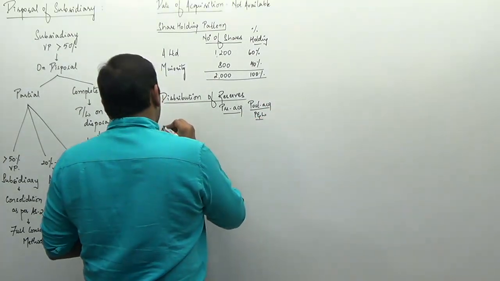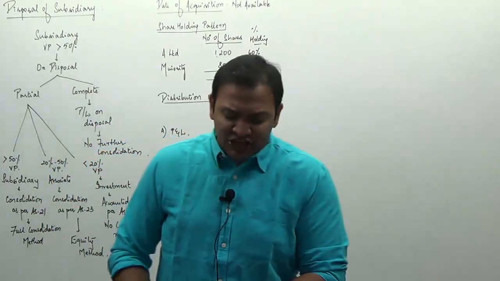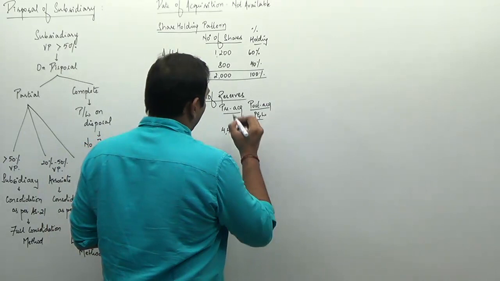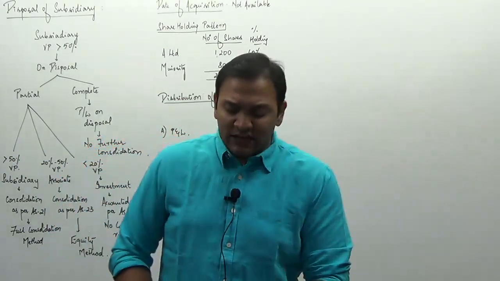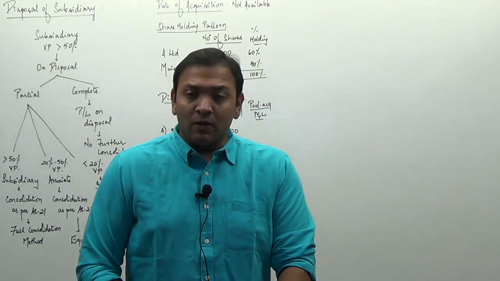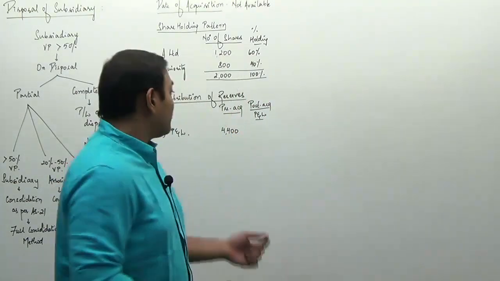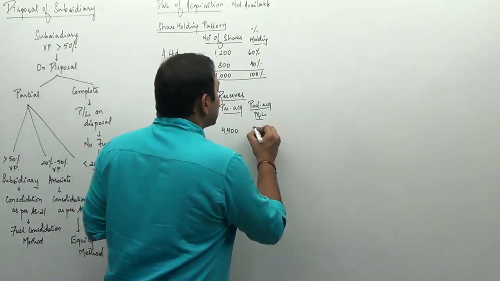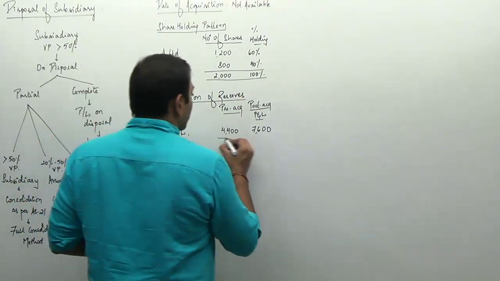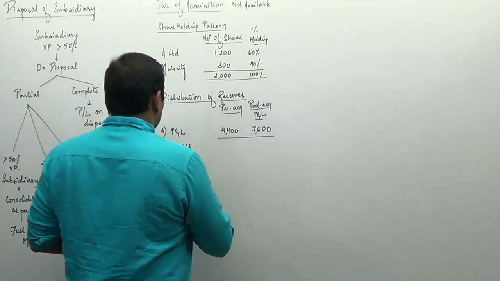Only one reserve, that's a P&L. What was the P&L on the date of acquisition? 4,400. What is the total P&L in the balance sheet? P&L in B Limited column. P&L brought forward is 7,200. Profit for the current year is 4,800. Total is 12,000. Out of 12,000, if 4,400 is pre-acquisition, the balance 7,600 should be post-acquisition. Distributed between A Limited and minority.